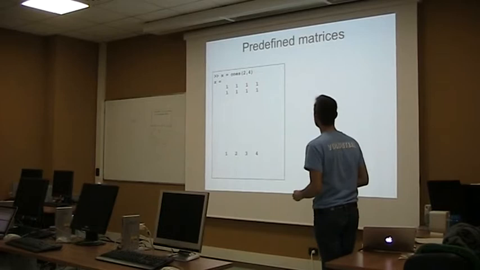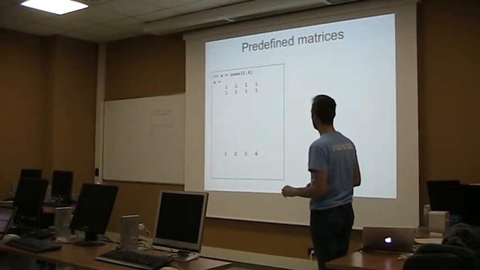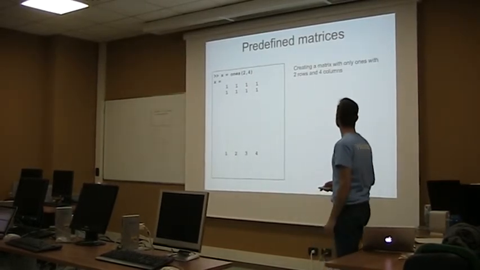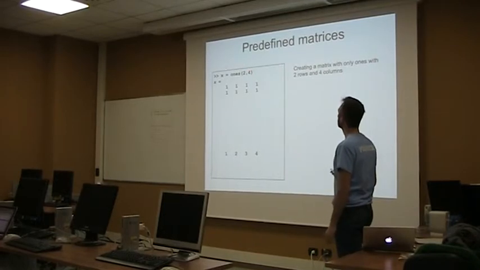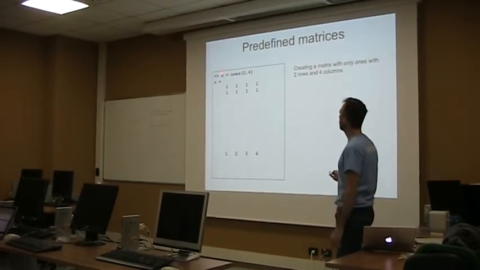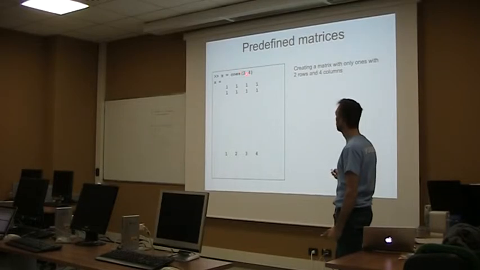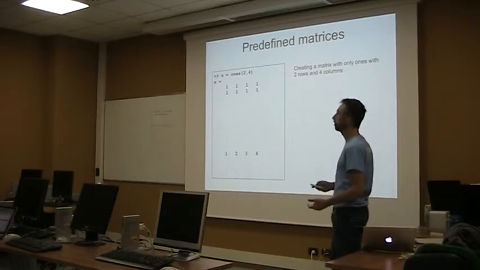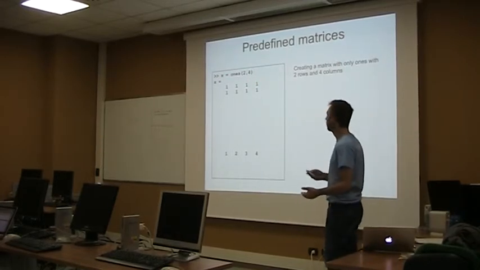There are some predefined matrices. Sorry, there was an animation problem here. But you can create, for example, a matrix full of ones by typing x equals ones, and then you want to specify the number of rows, in this case 2, the number of columns, in this case 4. If you type this, you should get exactly a matrix which is filled with 8 ones.